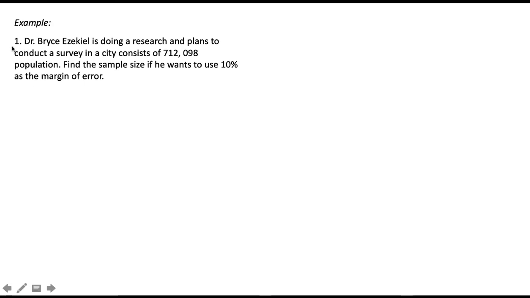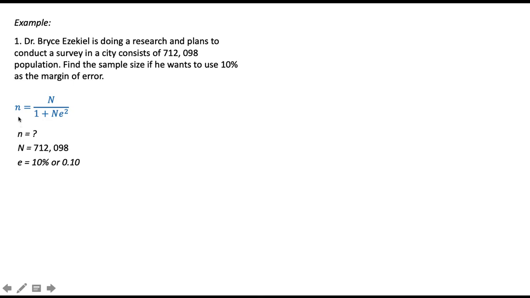So let us take an example. Let's say Dr. Bryce Ezekiel is doing a research and plans to conduct a survey in a city consisting of 712,098 population. Find the sample size if he wants to use 10% as the margin of error. So first, lay down the formula, then identify these variables.